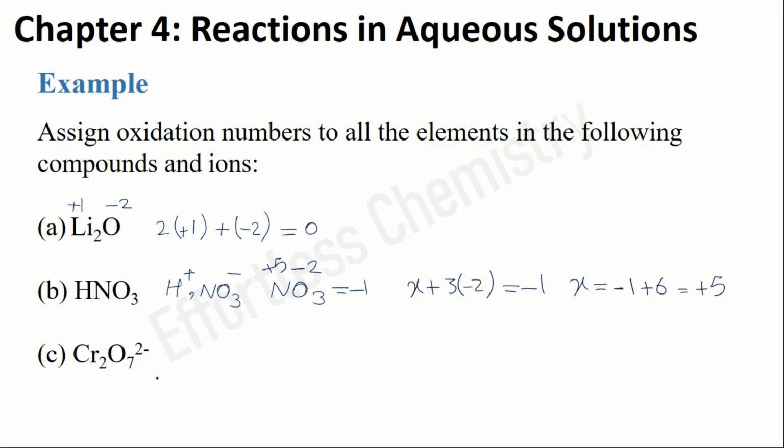For the dichromate, the charge of the ion is minus 2. And we know for the oxygen, it is minus 2 again. So again, by writing a simple equation, we can find the oxidation number of chromium. Here we have the equation, so in this equation, x is plus 6 for the chromium.